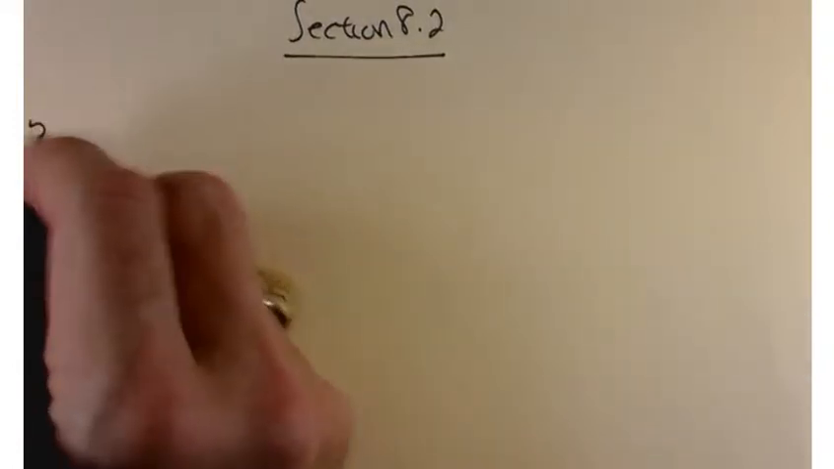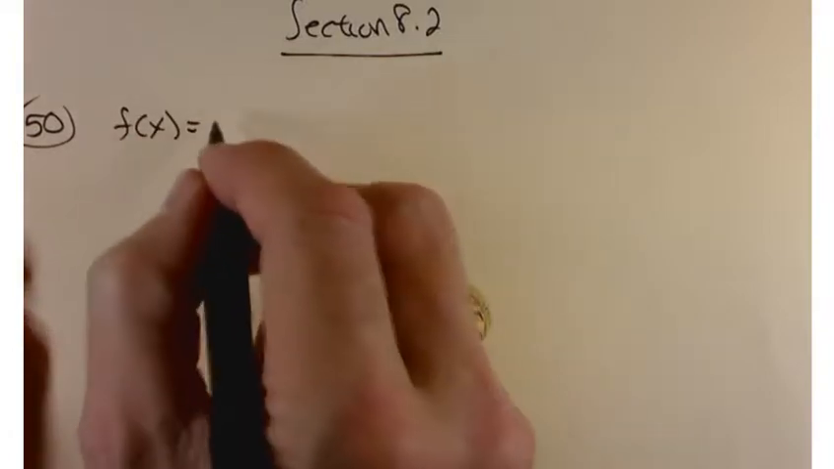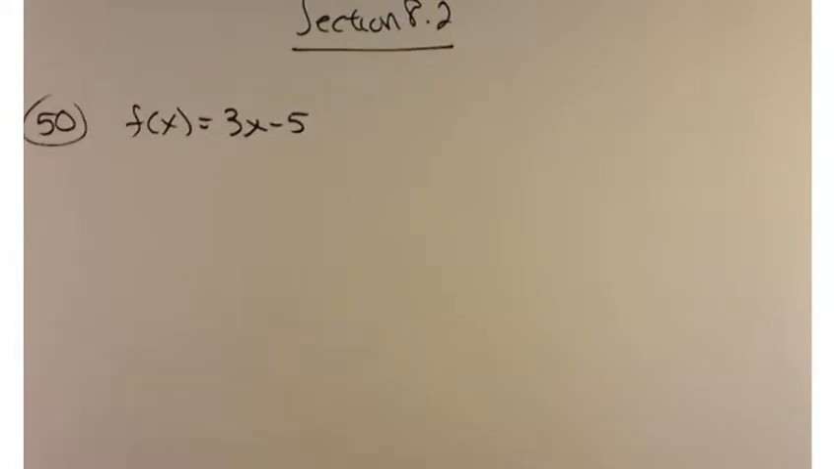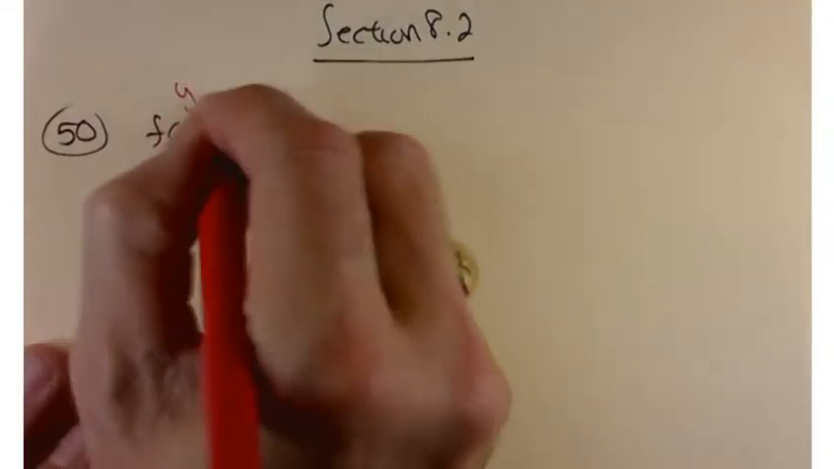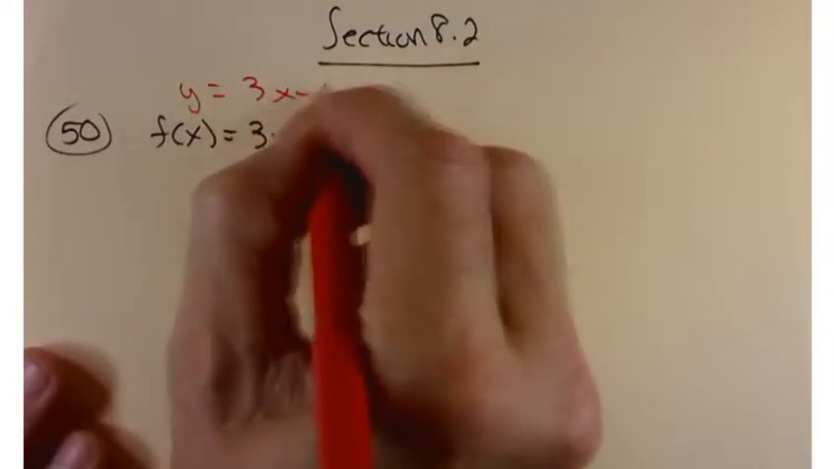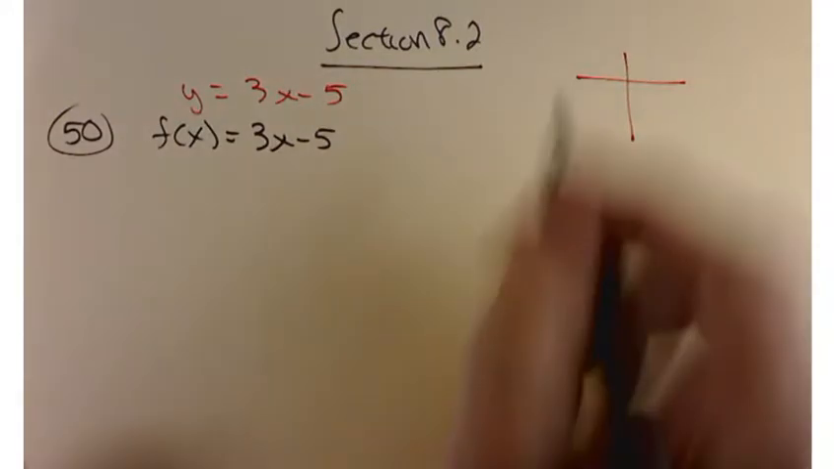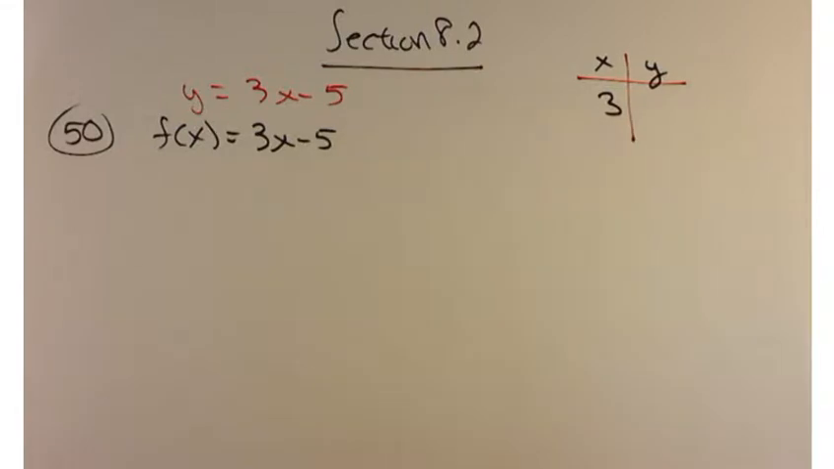So problems like number 50 give you something like this. In function notation, f of x is 3x minus 5. And basically what's going on here is that this f of x is taking the place of y. So up till now, you'd probably write this as y equals 3x minus 5. And one thing you could do would be plug in values for x, like a 3, and then figure out what the value for y is.